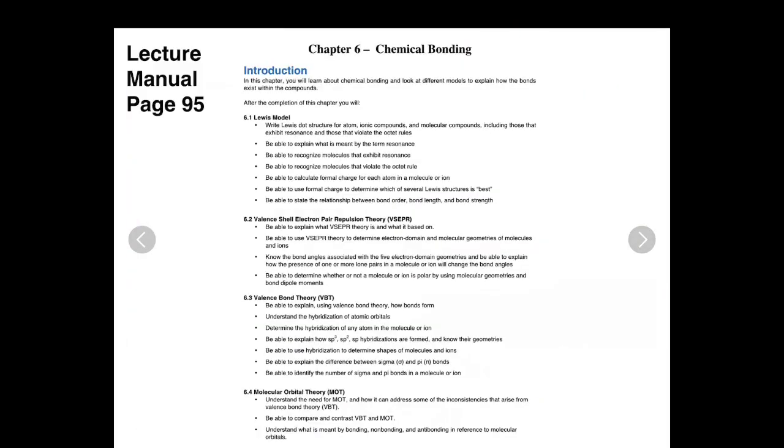Okay, so pretty much the theme of chapter 6 is we are going to take a look at how the atoms are connected to each other, by using the Lewis model to help us see the connection between each of those atoms. And also we are going to look at the shape of the molecules as well, by using the different types of theories that we are going to look at later on in the following videos.